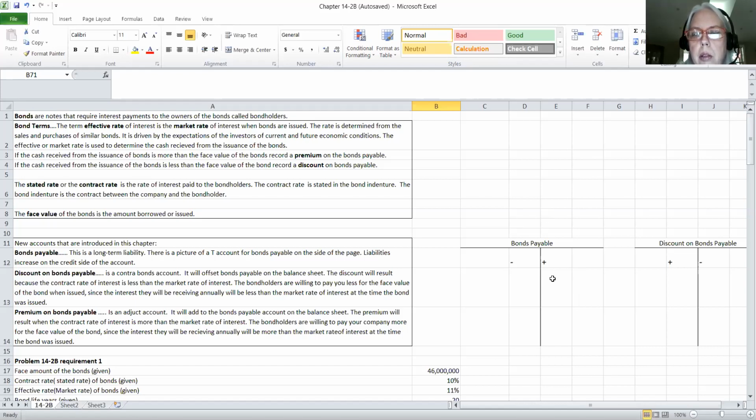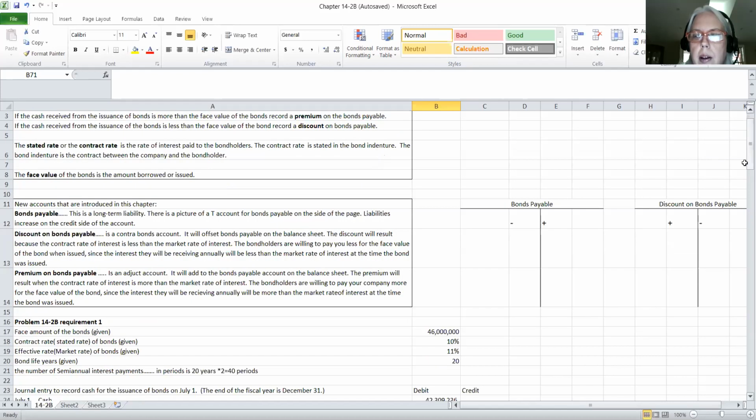The bonds payable account has what is associated with it called the face value. In the problem that we're going to be looking at today, the face value of this bond issue is $46 million. So when we record the journal entry for the issuance of the bonds, we're going to credit bonds payable for $46 million. So bonds payable will increase on the credit side.